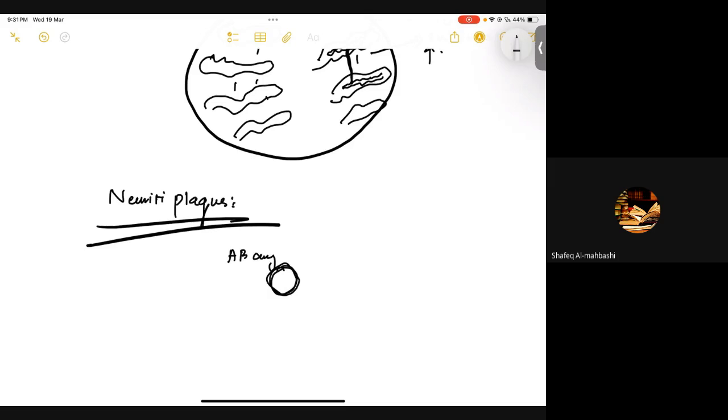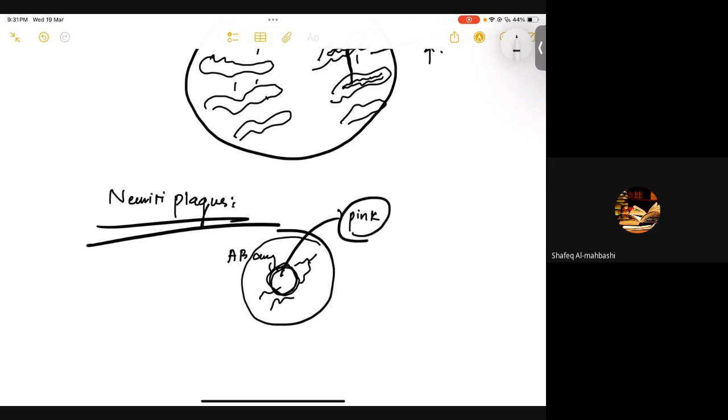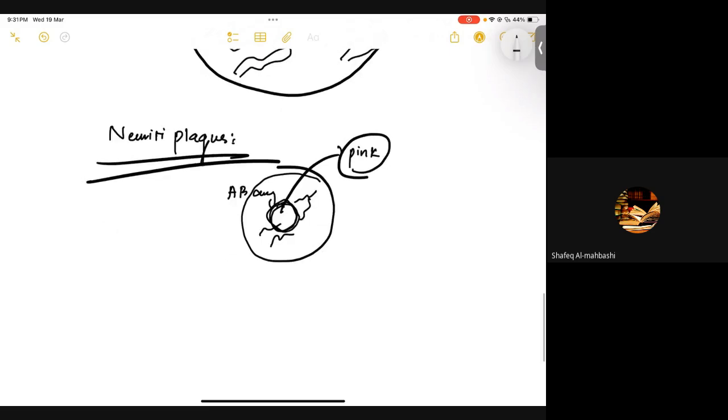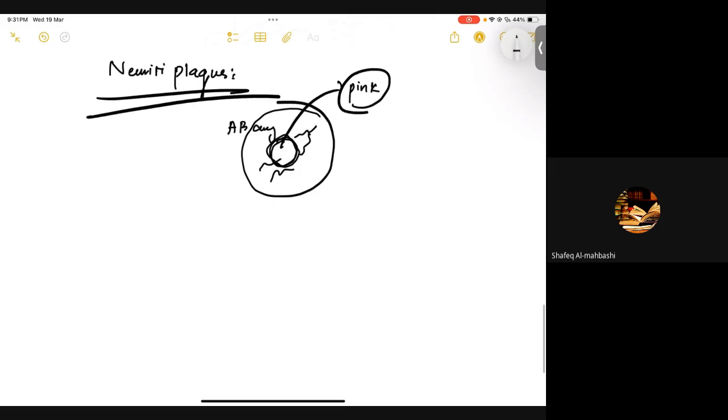we are going to have entangled neuritic processes. So the nerve processes, for example, the dendrites, we are going to have accumulation of A beta amyloid, and it would appear pink. So whenever on the histopathological slide, if you have a history of Alzheimer's and you see pink deposit with entangled neuritic processes, that's simply known as neuritic plaques, right? Is that clear?